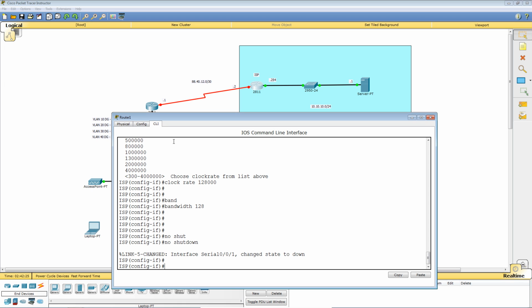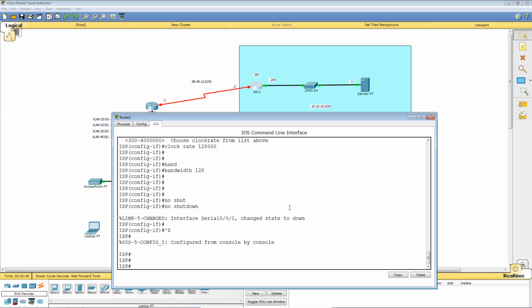Okay, that's good. So we've typed no shutdown, and completely the opposite of what we expected to happen has happened. No shutdown, bring the link up. What's it done? Completely the opposite, brought it down. There's a reason for that though. A serial link will not come up unless both ends are correctly configured, and currently the other end is not correctly configured.